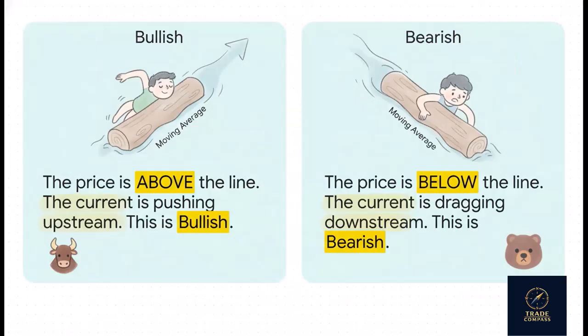Okay, so here's how it plays out. If our swimmer, the price, is floating above the log, it means the river's current is strong and it's pushing everything upstream. This is a classic bullish sign. It's showing real strength. But if the swimmer is below the log, well, now the current is dragging them downstream. And that's a bearish sign. It's showing weakness. It honestly is that simple. Price above the line is bullish. Price below the line is bearish.